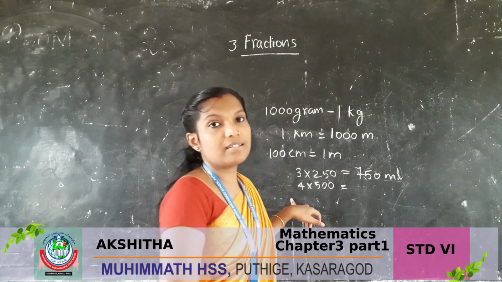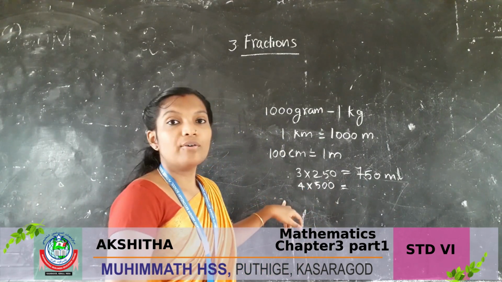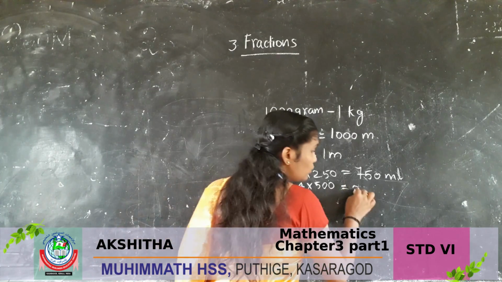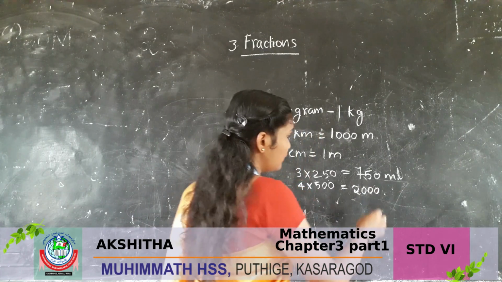Is it clear? 4 times 500 gram. How can we write this answer? 500 4 times. So what is the answer? 2000 gram.